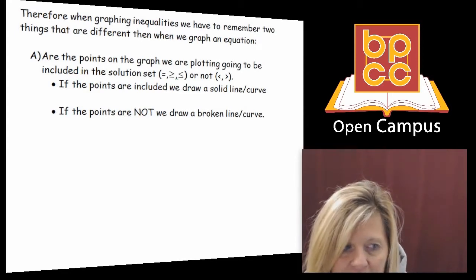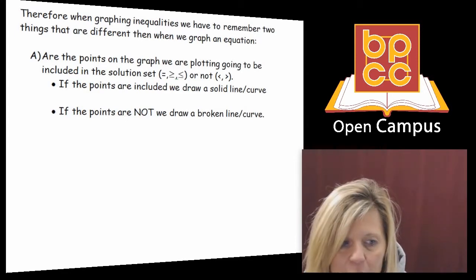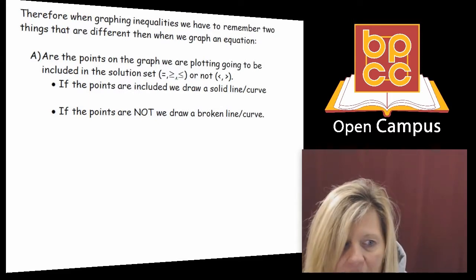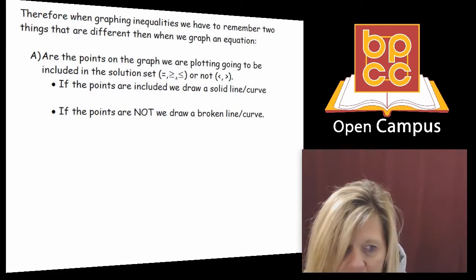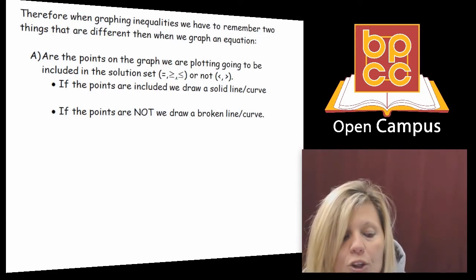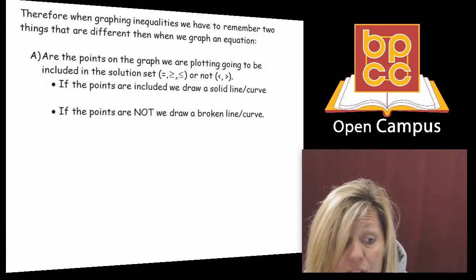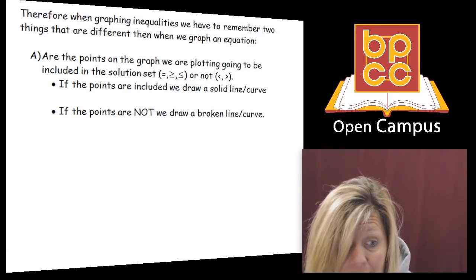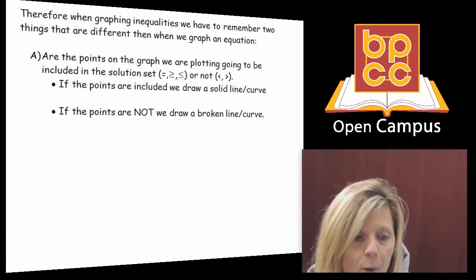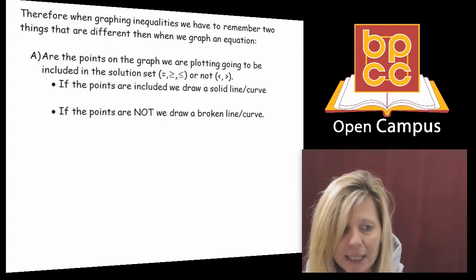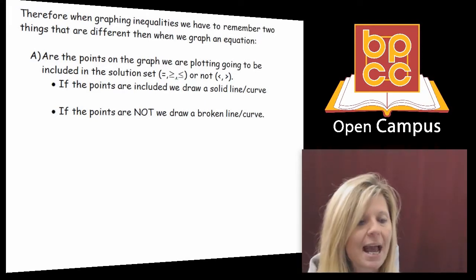What's different is if you don't have an equals. If your inequality has just a greater than or a less than, then you can't make the line or curve you graphed solid. You're going to make it broken. Do you remember when we drew the asymptotes in for the hyperbolas, how we said they were invisible, so we made them broken? Or when we graphed the parabola and we put in the axis of symmetry and it was invisible, so we made it broken? Well, that's what we're going to do today.